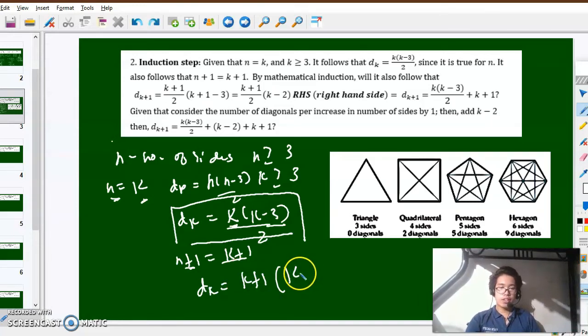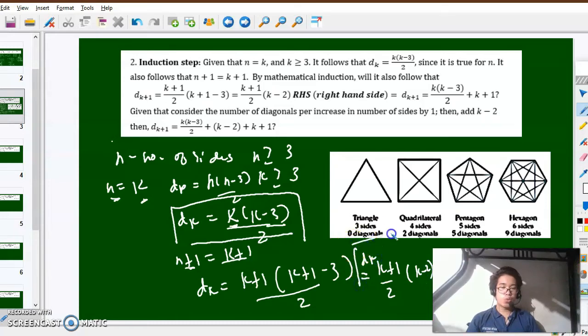Let's write that neatly. So k plus 1 minus 3 all over 2. So we have that formula right there, and I think we can simplify that a bit better. That's going to be k plus 1 all over 2 times k minus 2. So this is the formula for d sub k. This is what we want to prove.